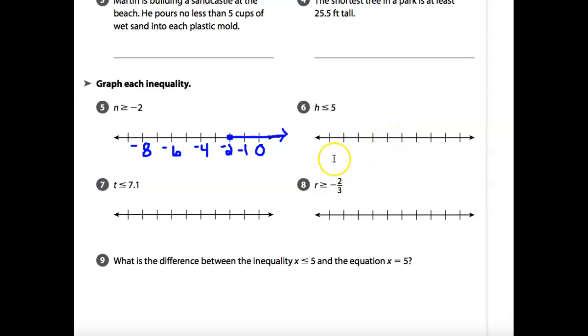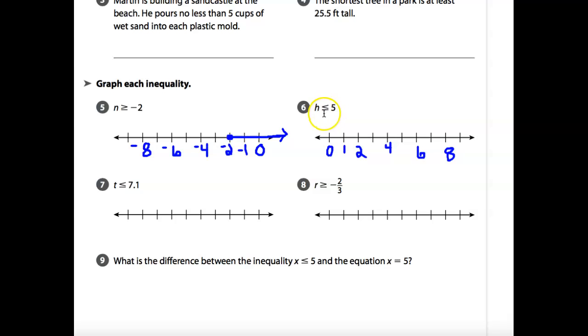All right, let's look at h is less than or equal to 5. So we have to go in here and put in our numbers. So here's 0, here's 1, here's 2. Now I'm going to go by 2's: 4, 6, 8, otherwise the numbers scrunch up too much. So 0, 1, 2, this is 3, 4, 5, 6, 7, 8.